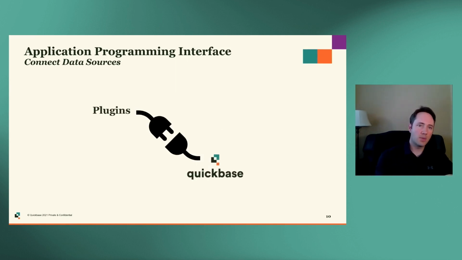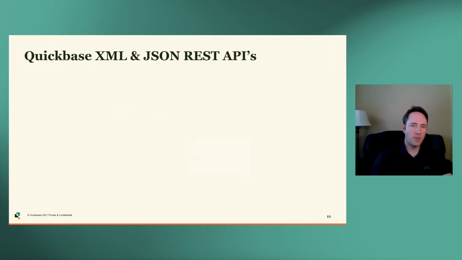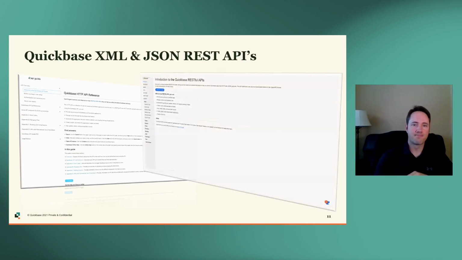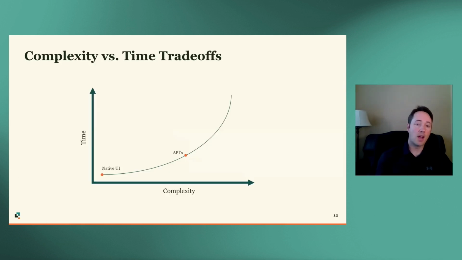So in order to accomplish this, Quickbase gives us 2 different APIs we can interact with. We have an XML-based API that's very robust, and we have a JSON REST API that we can interact with. Now, 9 times out of 10, this is all you're ever going to need in Quickbase, and we actively encourage our clients to stay in the native user interface because it's simple, fast, and flexible.